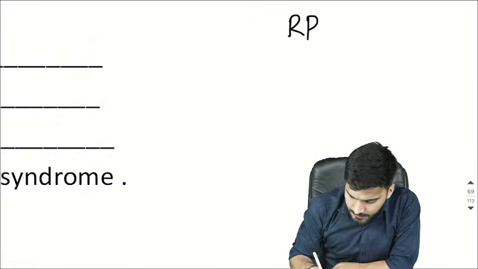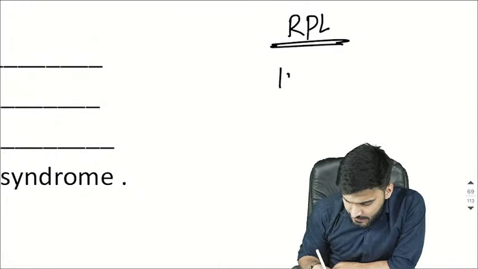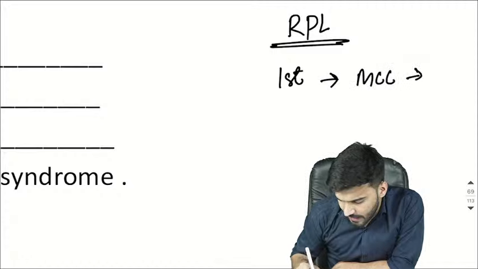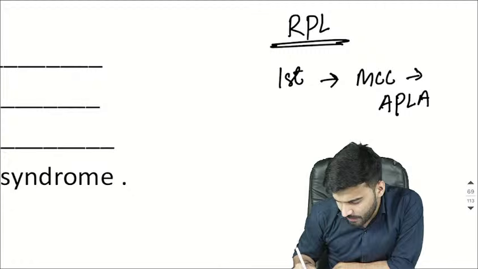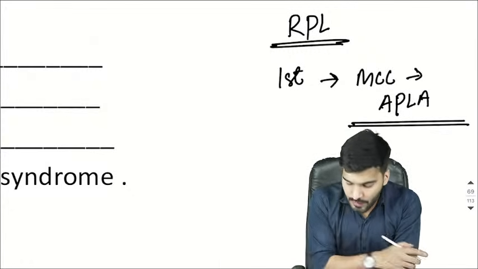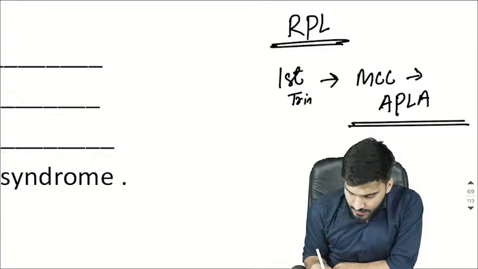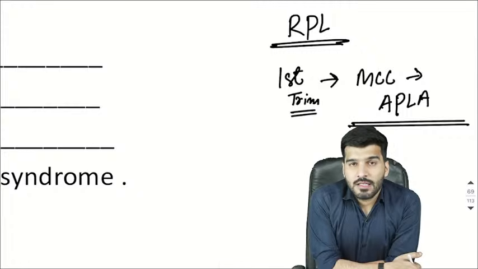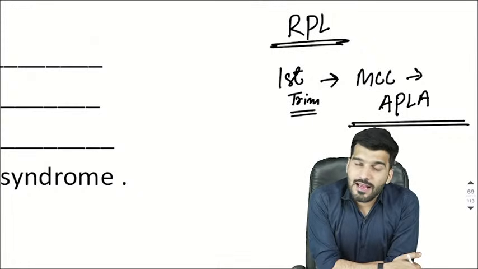Now, in the first trimester of recurrent pregnancy loss, the most common cause is APLA. What is APLA? It's going to be anti-phospholipid antibody syndrome. Okay. Now let's discuss what exactly is this APLA.